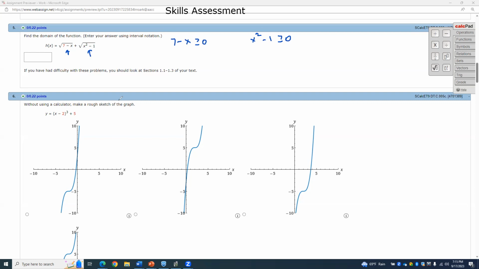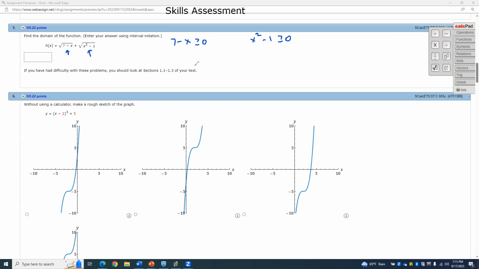Hopefully that feels okay. And then the other portion is that x squared minus 1 is greater than or equal to 0. It's always for radicals: whatever is inside the radical, you set it greater than or equal to 0. Then we have to try to solve these. And again, we're looking for the numbers that would work for both of these. If there's any numbers that don't work for either one, then they're out of the whole domain.